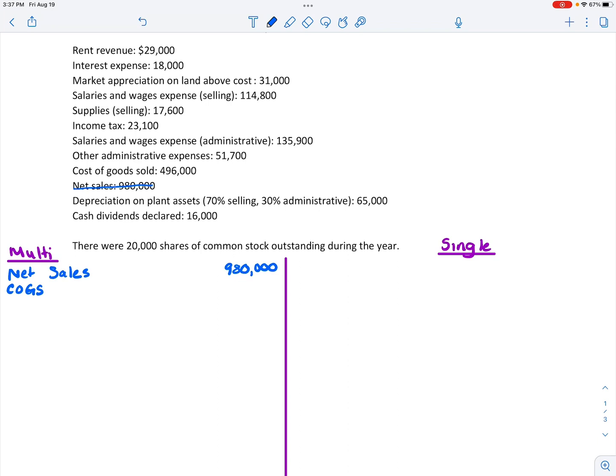Here our cost of goods sold is $496,000. This will give us a total for gross profit. Net sales minus your cost of goods sold will always equal your gross profit. That's your first big key to look for with this multi-step approach. If I subtract those two, I should get 484.